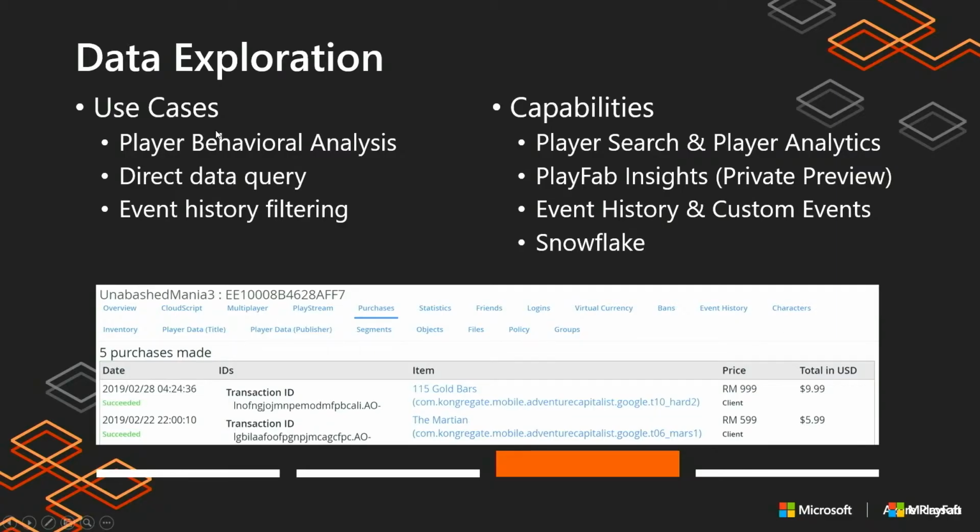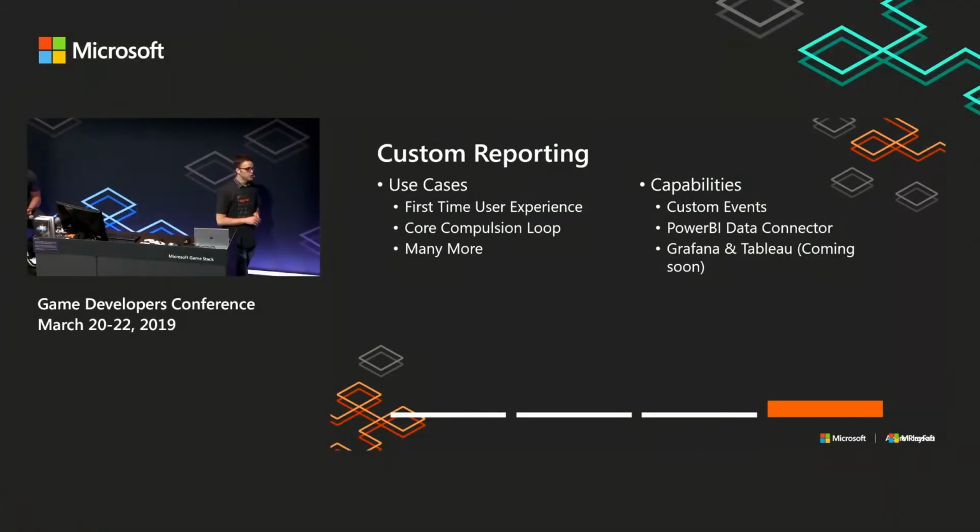Now, if I want to do custom reports and go deeper even than what you've seen here, we make it easy for you to connect directly to your data using Power BI, Grafana, and Tableau, which are coming soon. And so what you get from that is you can go to powerbi.com, create a free account. There's a connector that points to the PlayFab backend. You can pull in all of the event data you have and immediately start slicing and dicing data.